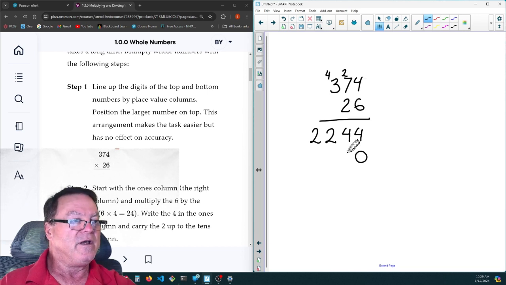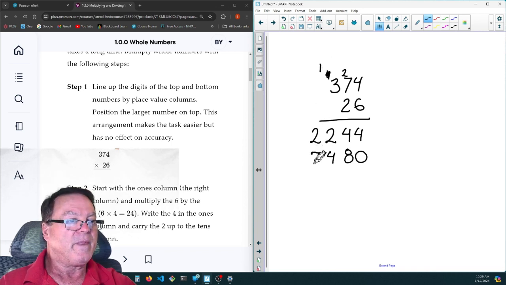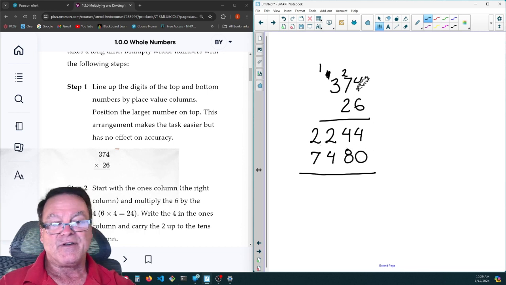So 2 times 4 is 8, and 2 times 7 is 14. We'll write the 4, and we'll carry the 1. I'm going to scribble that out so we don't get confused. I'm going to write the 1. 2 times 3 is 6, plus the 1 we carried earlier is 7. Now we're simply going to add these two numbers together. 2,244 is 6 times 374, and 7,480 is 20 times 374.